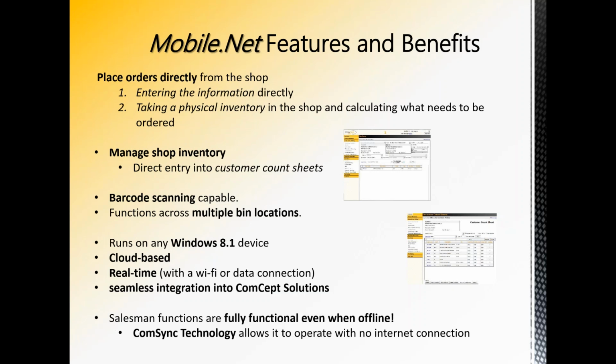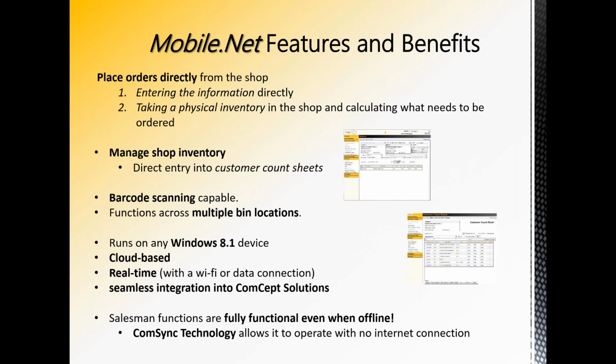That's the offline functionality that Glenn Sr. touched on. So they don't even have to have an internet connection, whether it be Wi-Fi or cell signal, when they're taking the orders. The system will just sync up the next time they are in an area where they have that signal. So it works completely the same online and offline for the salesman functions, for sales orders and for inventory count sheets. Those count sheets can be used to place orders as well as to just take a physical inventory in the shop if that's what's needed.